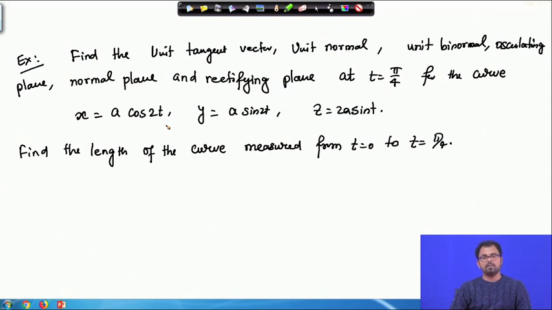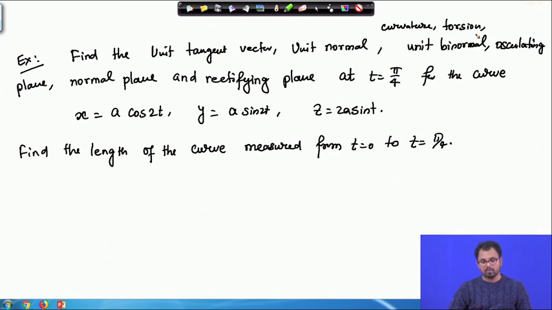Now, once we have those equations, I can also write curvature and torsion. So, you need those derivatives. Calculate the unit tangent vector, unit normal, unit binormal, curvature, torsion, osculating plane, normal plane, and rectifying plane at t equals pi by 4. Once you have those derivatives, you can calculate curvature and torsion by using the r dot cross r double dot and r triple dot formula. So, use that formula to calculate the curvature and the torsion.